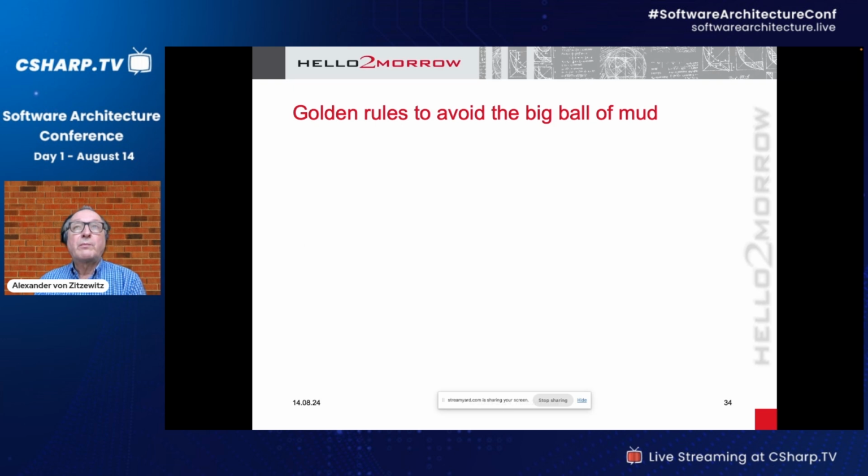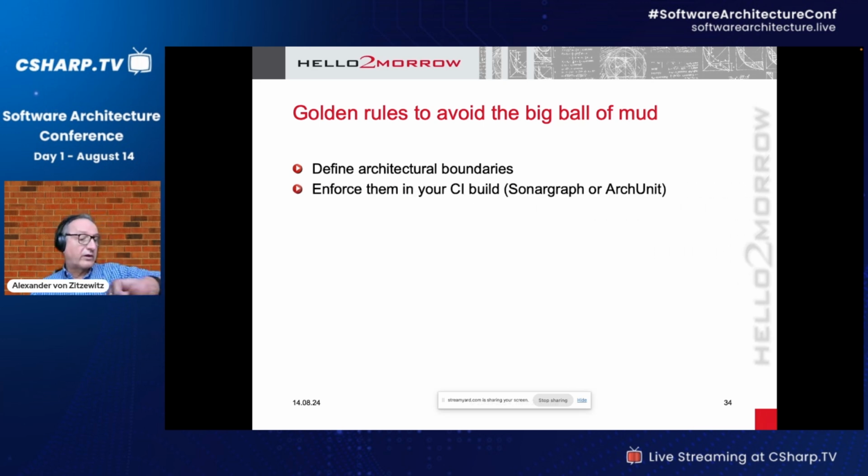How do we stop the big ball of mud? By just following some golden rules. First one is define architectural boundaries. Ideally, you use a domain-specific language. It's something that comes with Sonargraph. Sonargraph comes with a domain-specific language to define architectural boundaries. But you can also use tools like ArchUnit or similar.